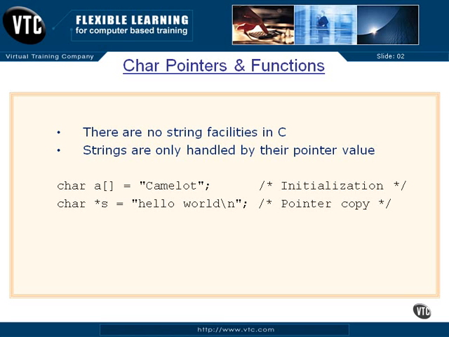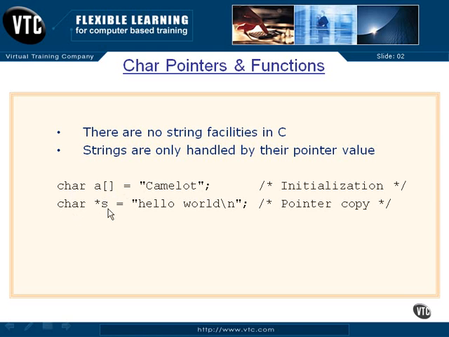Strings are only handled basically by their pointer value, which is the pointer to the first character in a string. Now these two items that you see here are very different in their initialization and in their function. This is the initialization of a character array called A, and it will be set at compile time to the size necessary here to store the word and a 0 at the end, a null to end this string. And that will be put into memory so that it can be worked on and modified in some way.